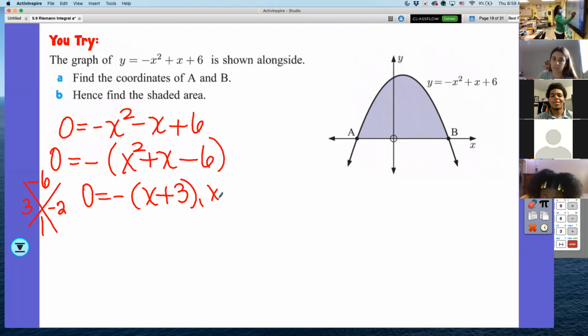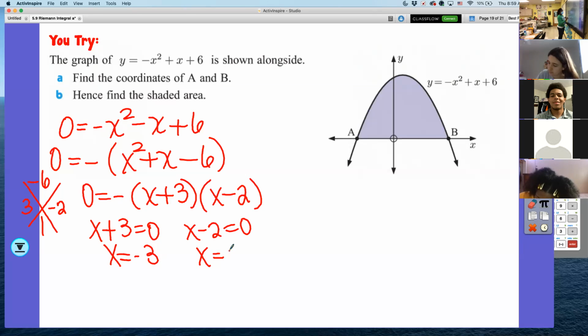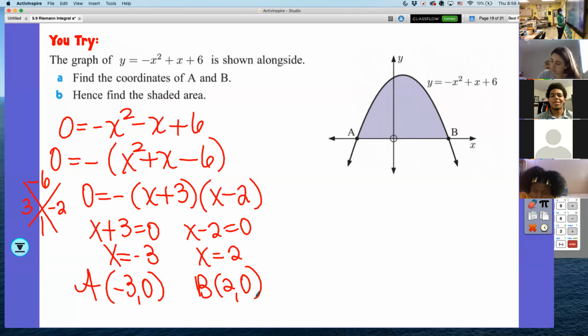For any of you who are still in the process of taking the SAT and the ACT, factoring is a big concept on those. So you need to make sure you haven't forgotten how to factor. Also, quadratics is one of our other sections, so yes, you are going to need to know how to factor. You set both of those factors equal to 0. You don't worry about that negative sign on the outside because it's just -1, and -1 cannot equal 0. So you get x is equal to -3 and x is equal to 2. So A is (-3, 0), and B is (2, 0).